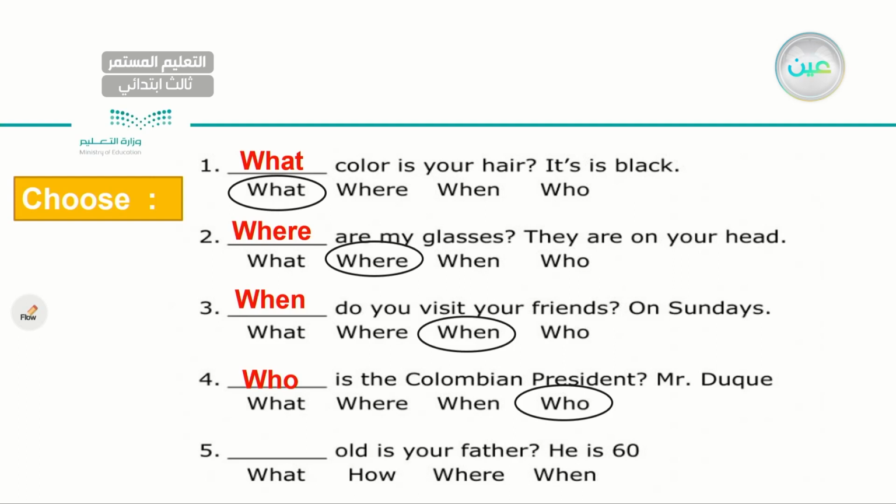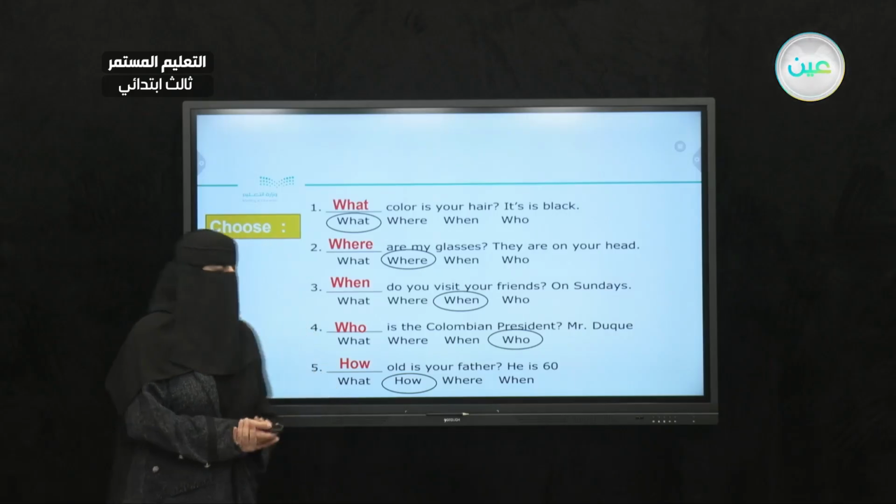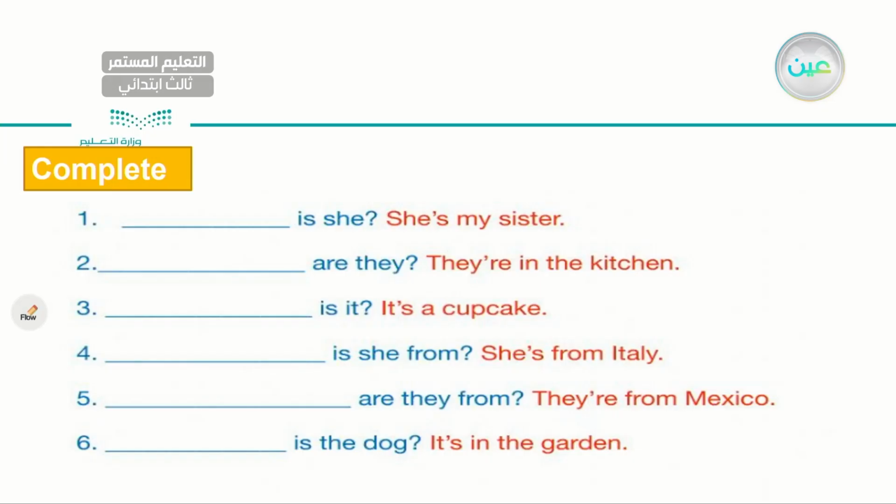Last one, number 5. Old is your father? He is 60. So what do you think? What, how, where, when? The question is, how old is your father? He is 60. How old is your father? He is 60. Very good, my dear student. Now let's have extra exercises.